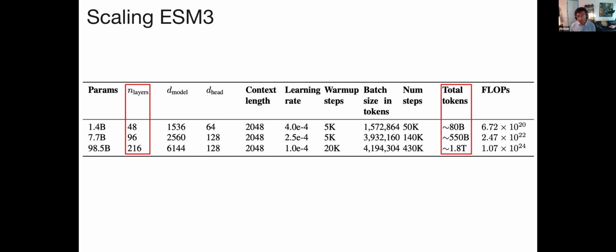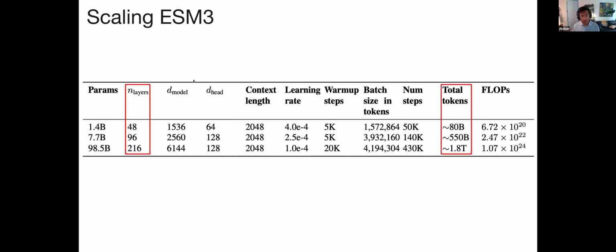Okay, what did we do to scale ESM3? These are the hyperparameters for the three models that we trained: a 1.4 billion, a 7.7 billion, and a 98.5 billion parameter model. There are a couple of interesting components here. The big things that are scaled are the number of layers, the model dimension, and the number of tokens that are trained on. Starting with the number of tokens, this is based on Chinchilla optimal scaling laws, essentially, where there is some theory around how many tokens a model needs to see in order to be compute optimal. If you were to train for more tokens, it would have been better to train a larger model instead for the same amount of compute.